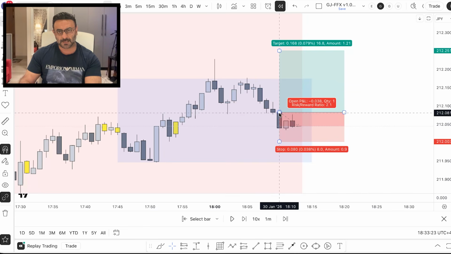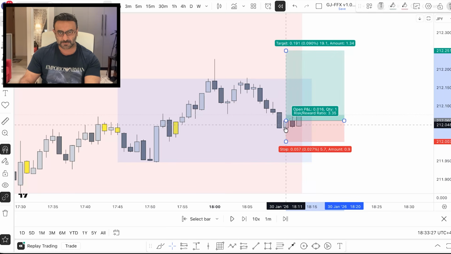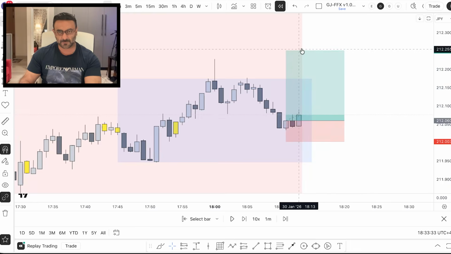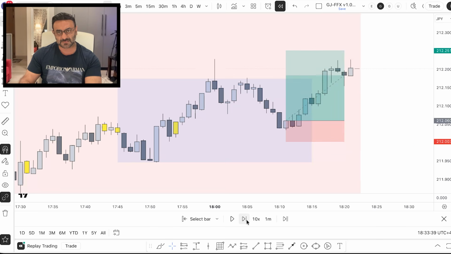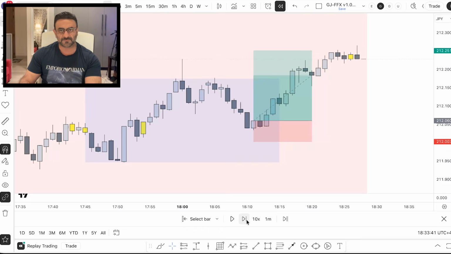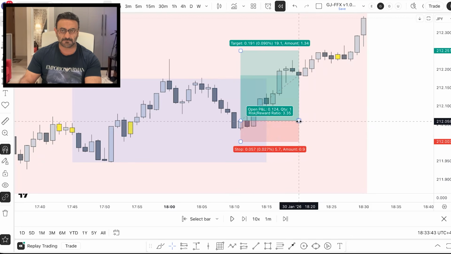Nope. I could easily move my entry at this point here because the low of this candle broke. The stop loss stays the same. It's protected about 5.7. Let's see. Now I'm already tagged in. And then I am anticipating for price to just continue in the direction that I want to. And it does, right? Very, very simple.